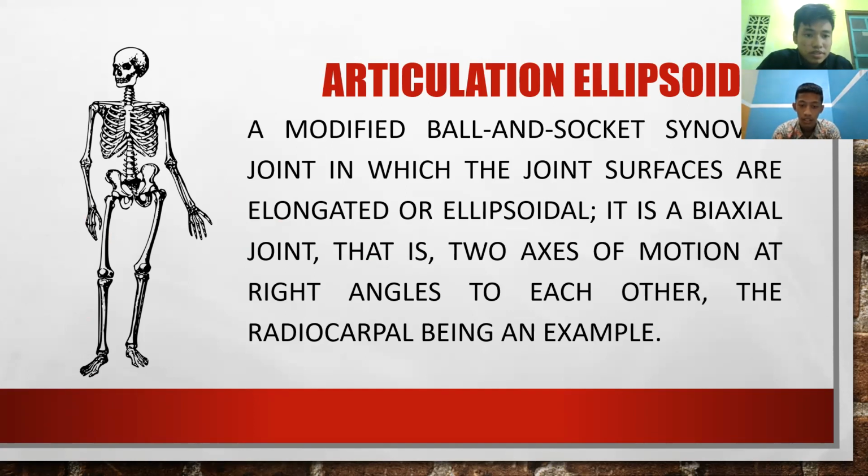What is articulatio ellipsoidea? A modified ball and socket synovial joint in which the joint surfaces are elongated or ellipsoidal. It's a biaxial joint, that is, two axes of motion at right angles to each other, the radiocarpal being an example. This joint opposes a stretched head or condyle to a glenoidal cavity. It allows principal movement of flexion and extension and accessory movement of laterality or of sliding.